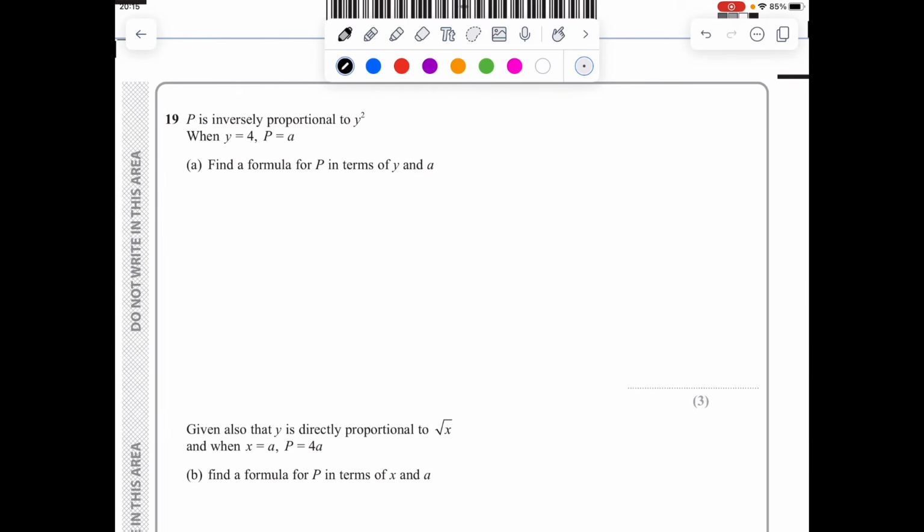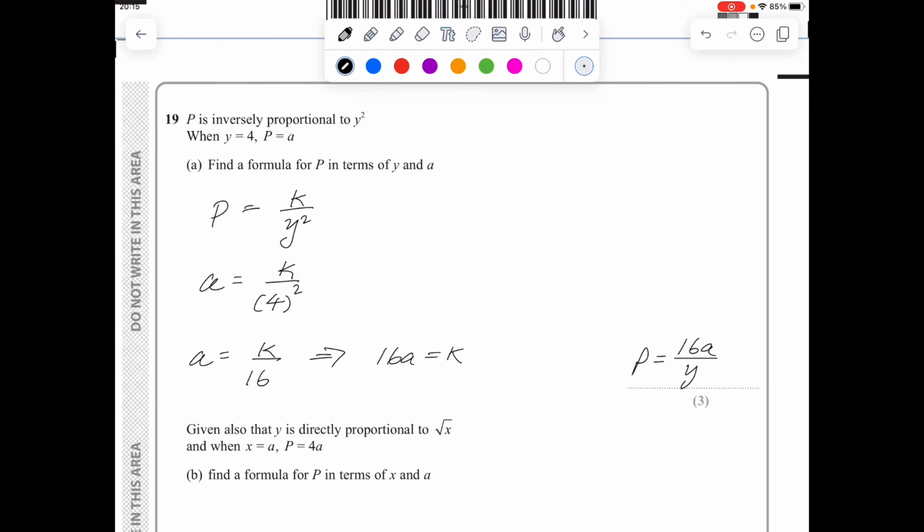In part A of question 19, I have that p is inversely proportional to y squared. So p equals k over y squared. I'll substitute the values of y and p I am given. So a is equal to k over 4 squared. So a is equal to k over 16, which implies that 16a equals k. Hence, p equals 16a over y squared.